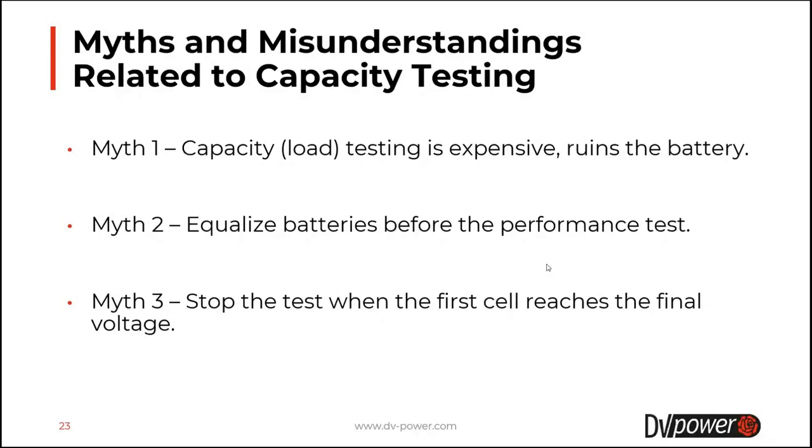Myth number two is that you need to equalize batteries before the performance test. That is not true. You just need to charge the battery up to float voltage and then perform the test. And myth number three is that you need to stop the test when the first cell reaches the final voltage. That is not true. You must continue the test in order to determine if there is more than one cell that will reach its final voltage, and to determine the exact number of cells that need to be replaced after the test is done. The replacement is, of course, needed for the cells that reach their final end voltage limit during the test.